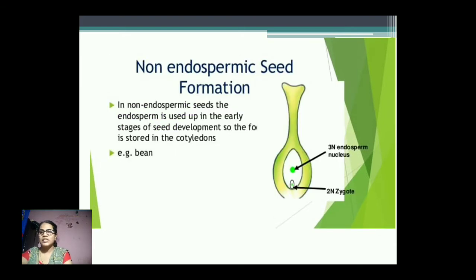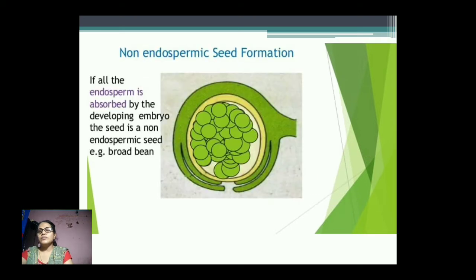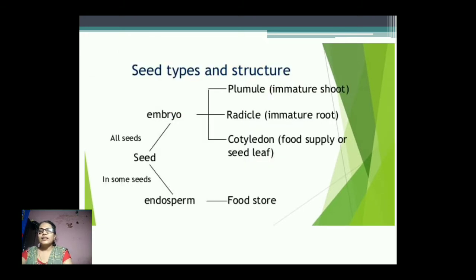Non-endospermic seed formation. In non-endospermic seed, the endosperm is used up in the early stage of seed development. Means past the early stage of development, the endosperm reserve food material is absorbed. Example is bean. If all endosperm is absorbed by the developing embryo, the seed is a non-endospermic seed. Example, broad bean.